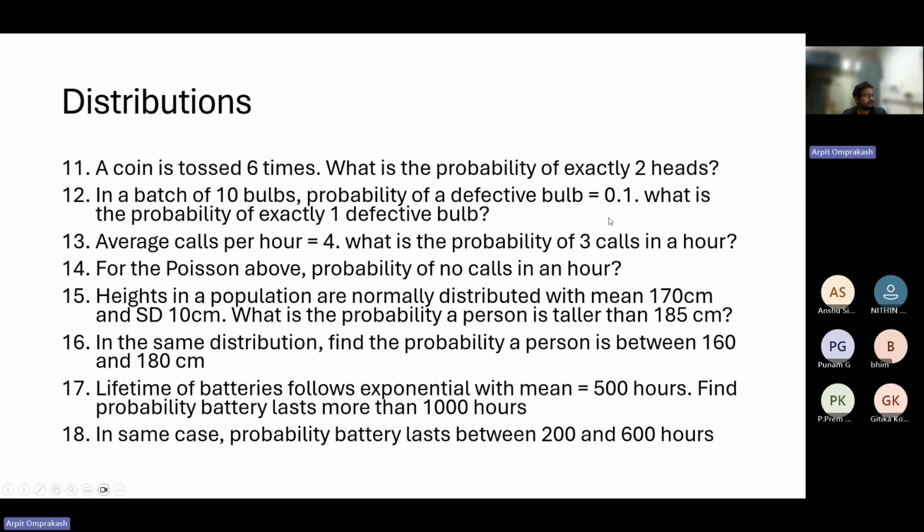Okay. So next we have these sets of questions on different distributions: binomial, exponential, normal, and uniform. Right. So does anyone have any doubts on solving any of these questions?